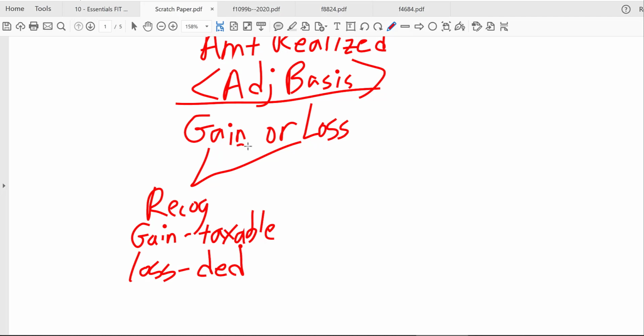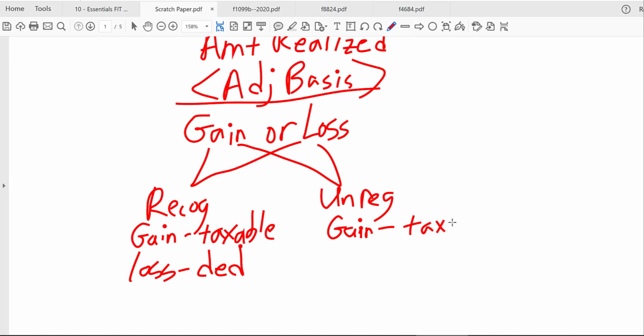So the other situation for gain or loss is that they are unrecognized, meaning that if you have a gain, the gain is tax-free. Maybe this is the best situation for gains. Or another possibility is that the gain is postponed or deferred.